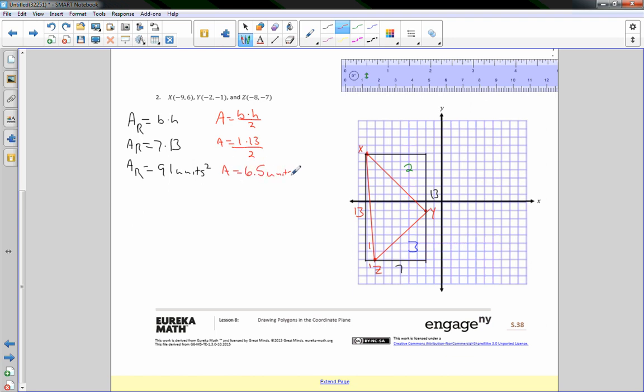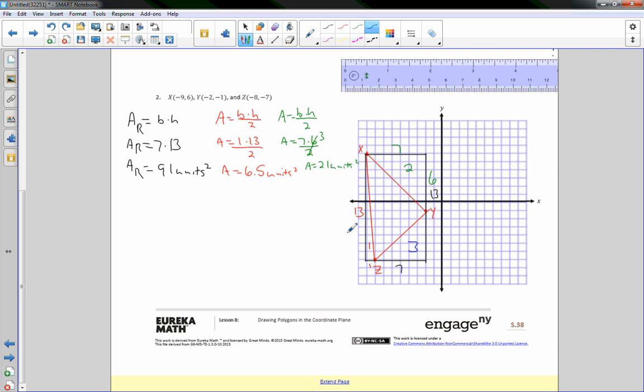The area of triangle number 2, this is a distance of 7 here. From here down to here was 6. 1, 2, 3, 4, 5, 6. So the area of a triangle is base times height divided by 2. The area of this triangle is a base of 7 times a height of 6 divided by 2. The 6 and the 2 will reduce to 3, so the area is 21 units squared. That is the green area.